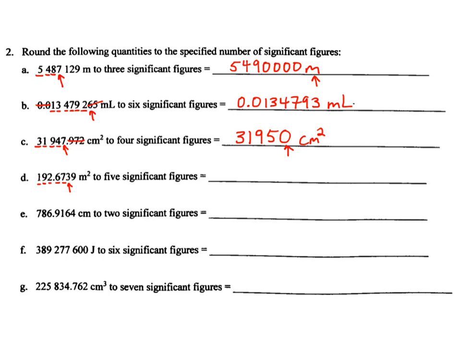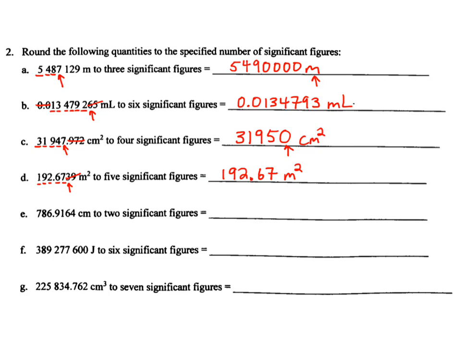So we'll write this out: we have 192, and then we have our decimal point, and then it is 0.67. Now we do not add zeros for the 3 and the 9 because those zeros to the right of the decimal point would be significant, and we are asked to not go to that many significant figures. So 192.67 gives us our 5 significant figures, and as always we need to write in our units at the end.